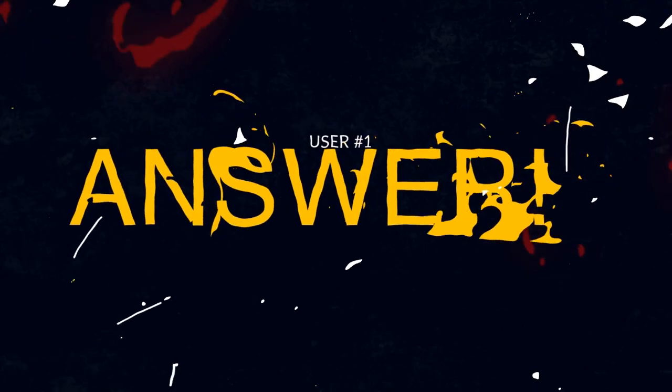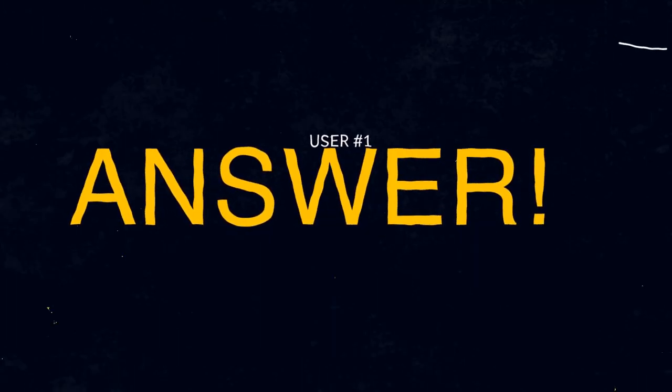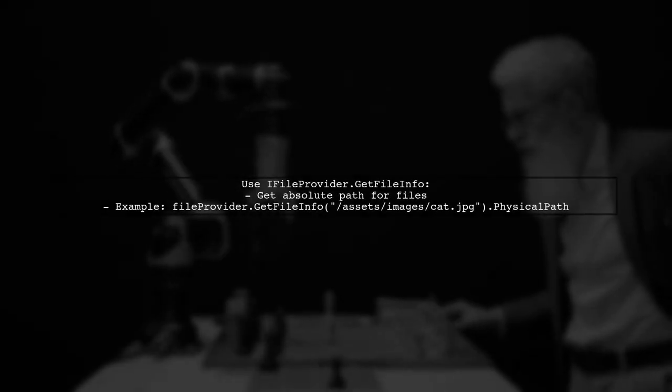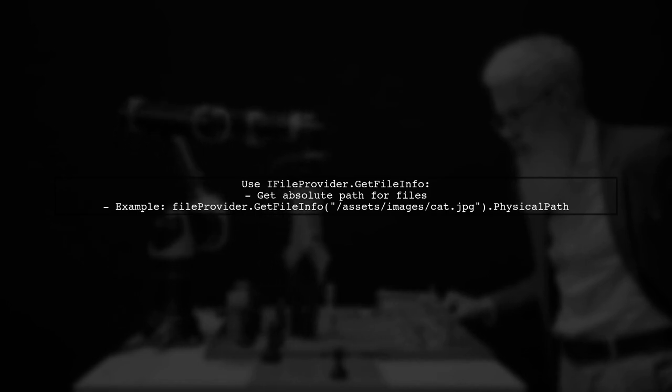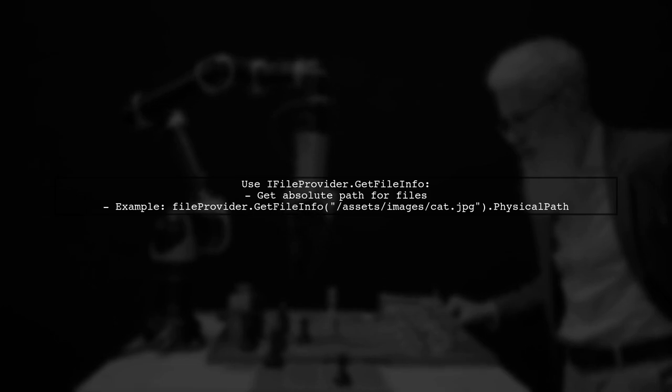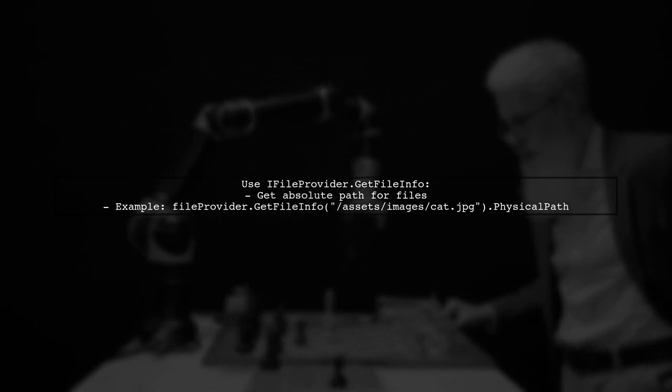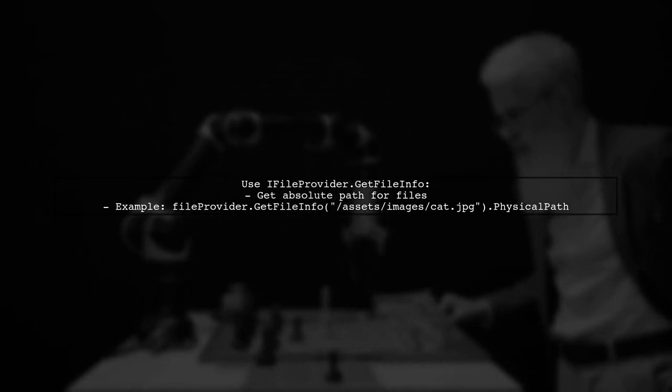Let's now look at a user-suggested answer. To get the absolute path in ASP.NET Core, you can use the IFileProvider.GetFileInfo method instead of Server.MapPath. This method allows you to retrieve the physical path of a file.